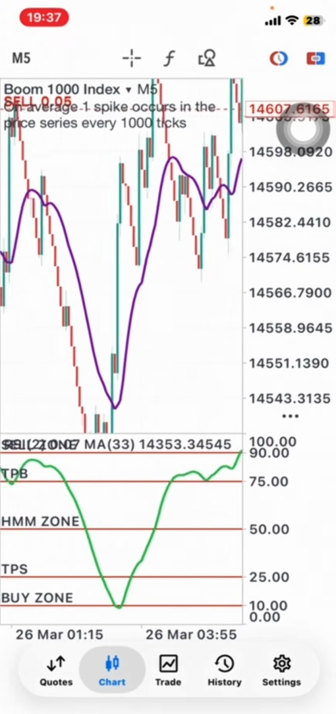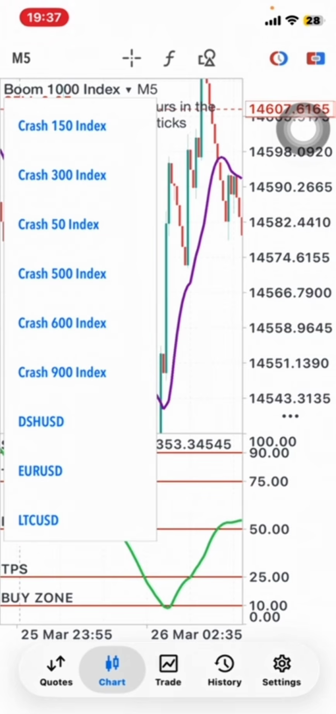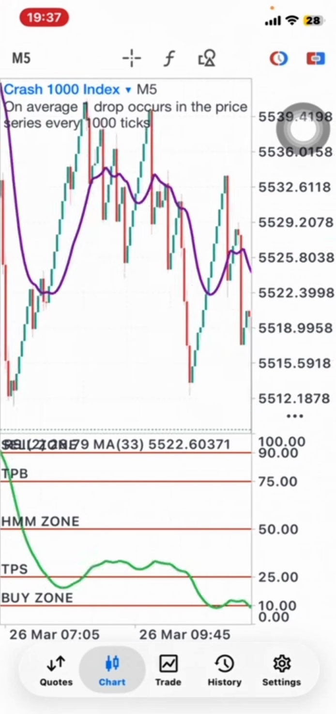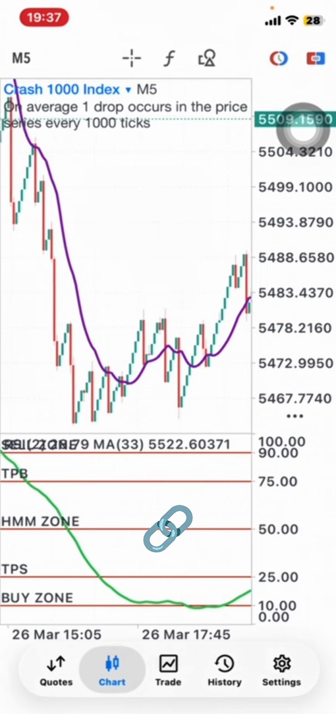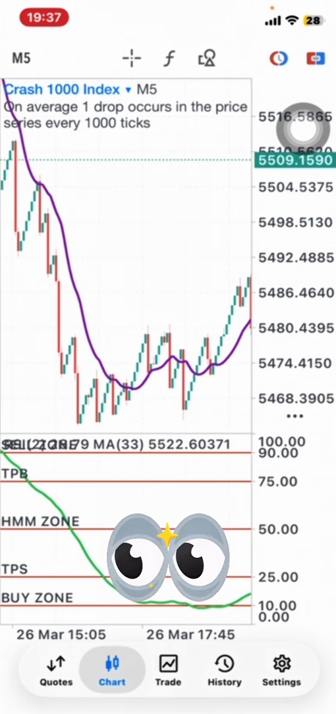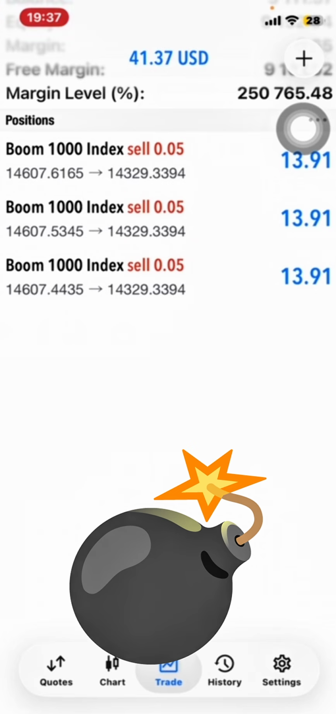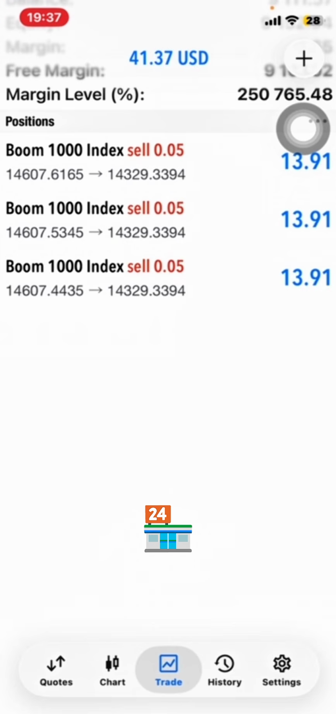In fact, let's even go to Crash 1000 so that I can show you. This is it. So this is for Crash 1000. For Crash 1000, you are going to buy or sell, it depends on what you are trading. You can see the one I just showed you, I was selling this strategy. I'm currently selling Boom 1000. I always buy Boom 1000 because this strategy is for buy and sell. You can use it to catch spike. You can use it to take ticks. You see, I'm currently selling this market.